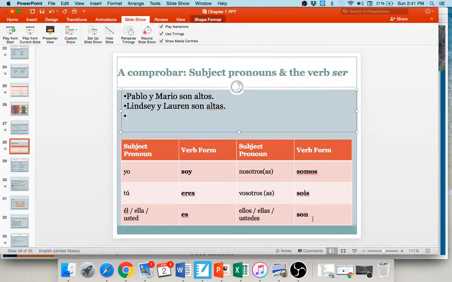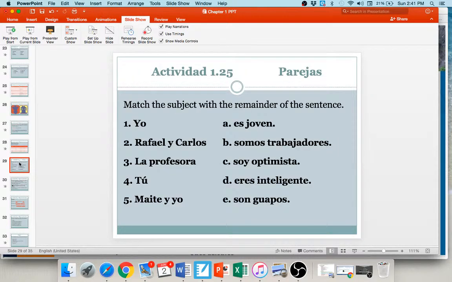If I want to say that Garrett y yo, he and I are, well, Garrett and I would be I, you, he, she, we, y'all, or they. It's going to be we. Garrett and I is we. So the ser word's going to be somos, Garrett y yo somos. And if I want to say we're tall, we're both guys, I'm going to say altos. So be real careful with making those agree this week. That can be kind of important. You will have some activities this week where you have to take them and pair them up.